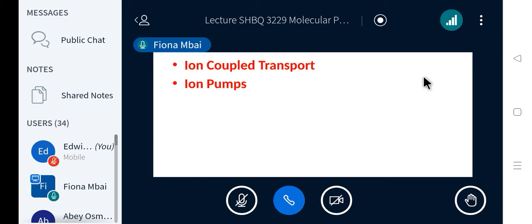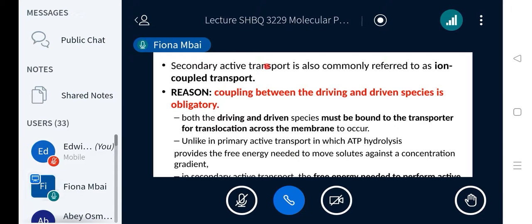So secondary active transport can also involve coupling of ions and also pumps, which actually move ions from one place to the other. We did a little bit of this. Pumps, we talked about the integral membrane proteins that act as pumps. So we're going to look a little bit into more detail and distinguish between the coupled transport and, of course, the role of pumps in moving molecules.